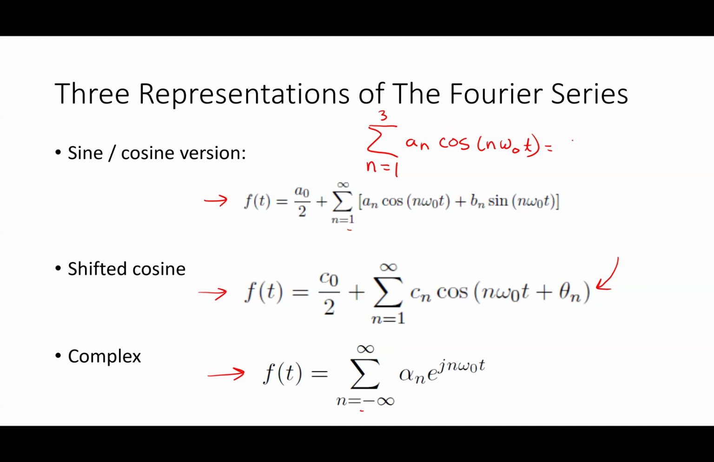What would the 3 terms be? What would the first term be? Well, I plug in n equal to 1, which means I would write a1 times cosine what? Omega naught t. And we'll know what a1 is, right? That's what we solved for, right? And I would add to that what? A2 times cosine of what? 2 omega naught t. And then I'd add to that A3 cosine 3 omega naught t.